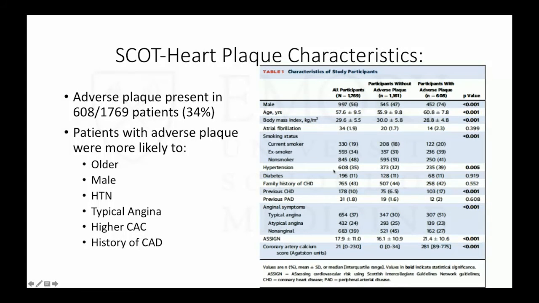And so there was a post hoc analysis of the SCOT-HEART cohort that looked at the incidence of adverse plaque and the prognostic value. And so what they found among patients in the CTA arm, about a third had adverse plaque. These patients were more likely to be older, male, all the typical things you would expect, have higher calcium scores.